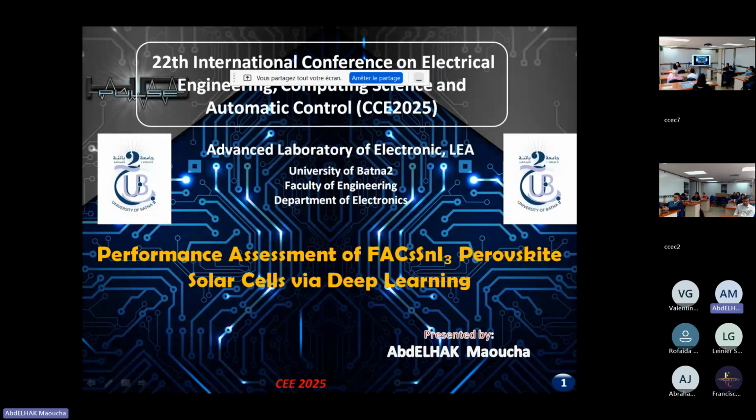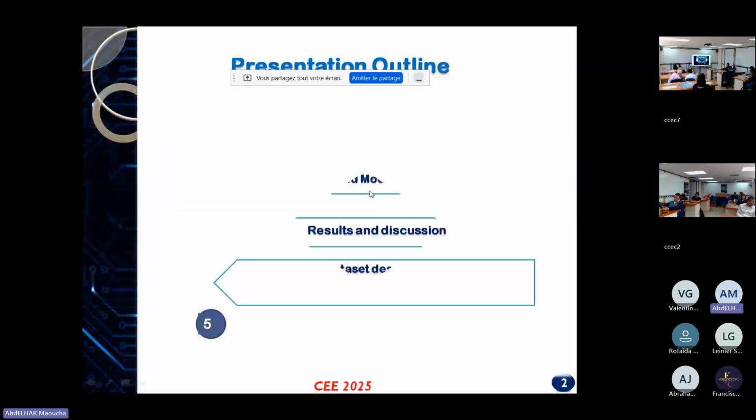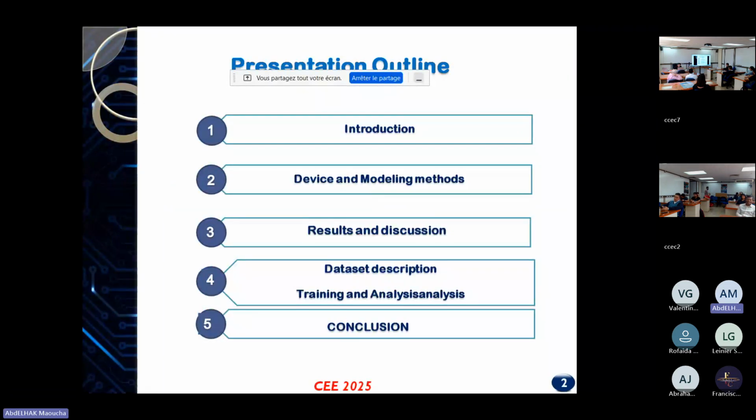So the second presentation is performance assessment of the formamidinium cesium tin triiodide perovskite solar cells via deep learning. The structure of this presentation is outlined as follows. We will commence with an introduction. Following that, we will present the device and modeling methodology. Next, we will discuss the results, dataset description, and training analysis. To conclude, we will summarize this presentation by offering some insights and discussing potential avenues for future research.